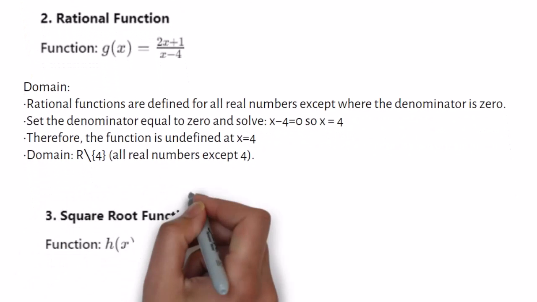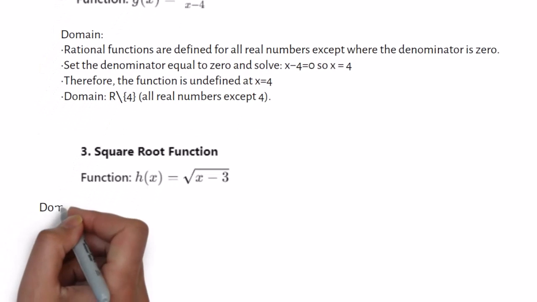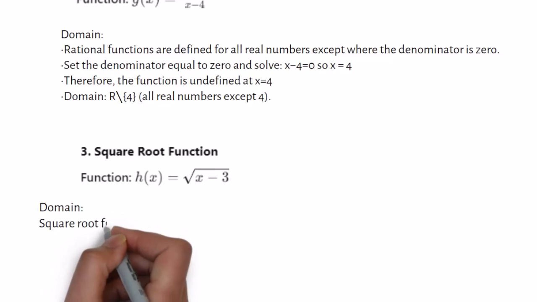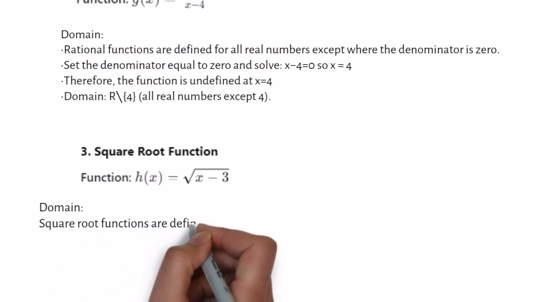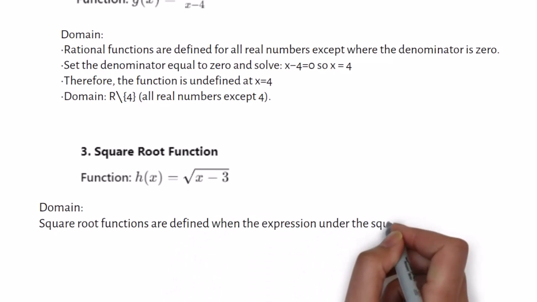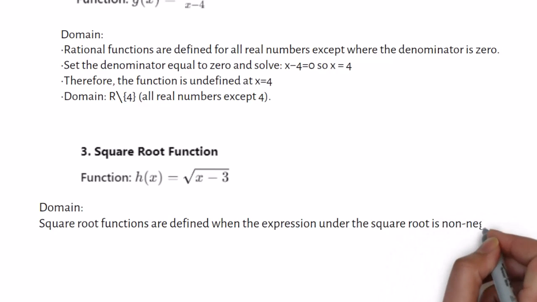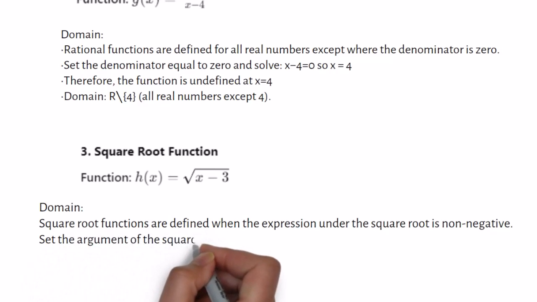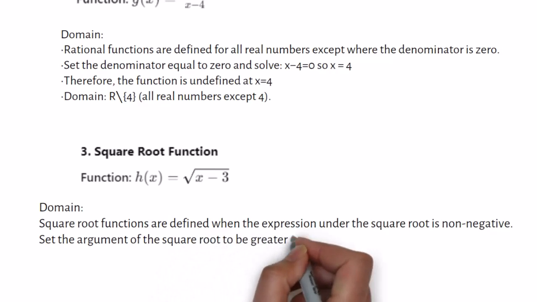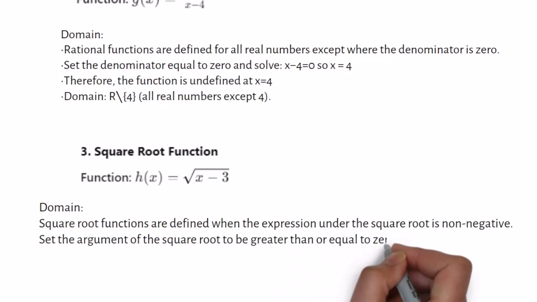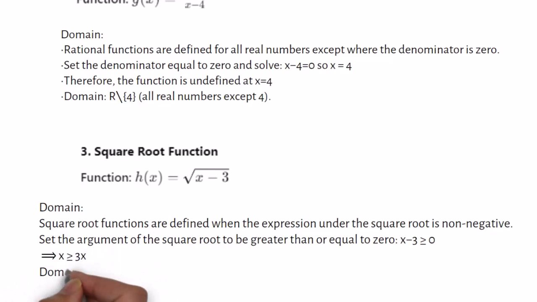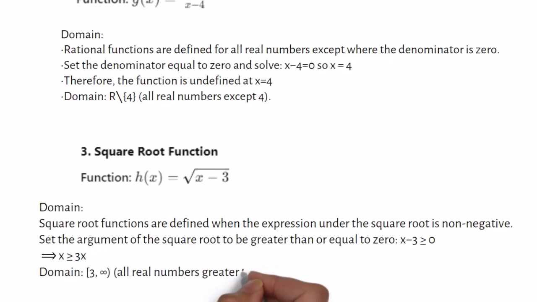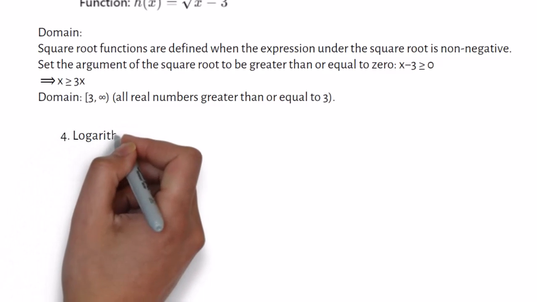Taking the next example, that is of a square root function. The function is square root of x minus 3. So, defining the domain of this function. Square root functions are defined when the expression under the square root is non-negative, since a negative number is not allowed under the radical sign. So what will we do? Set the argument of the square root to be greater than or equal to 0, which means non-negative numbers. This will give me x greater than or equal to 3. So what will be the domain? 3 is included and all the numbers up to positive infinity. The domain is all real numbers greater than or equal to 3.